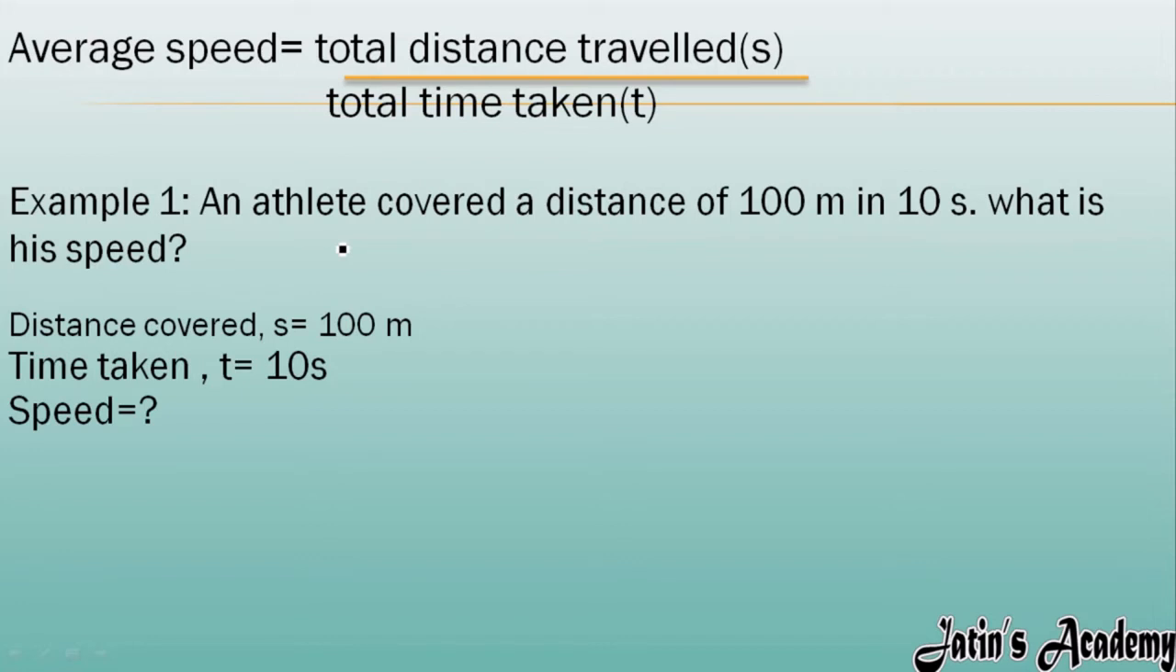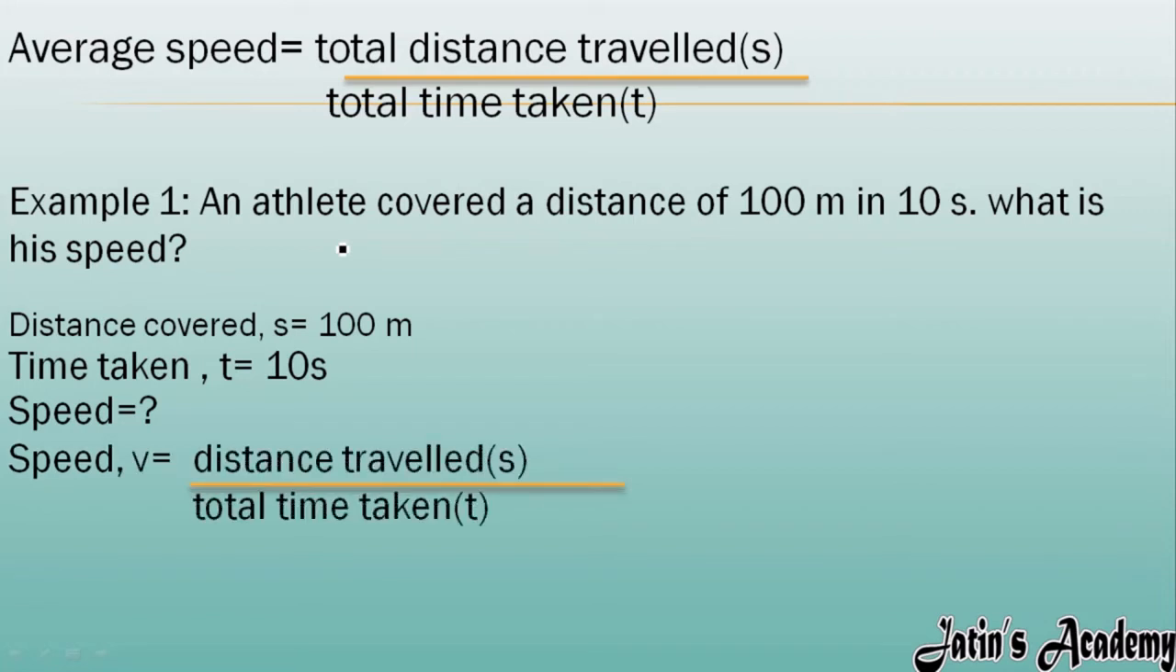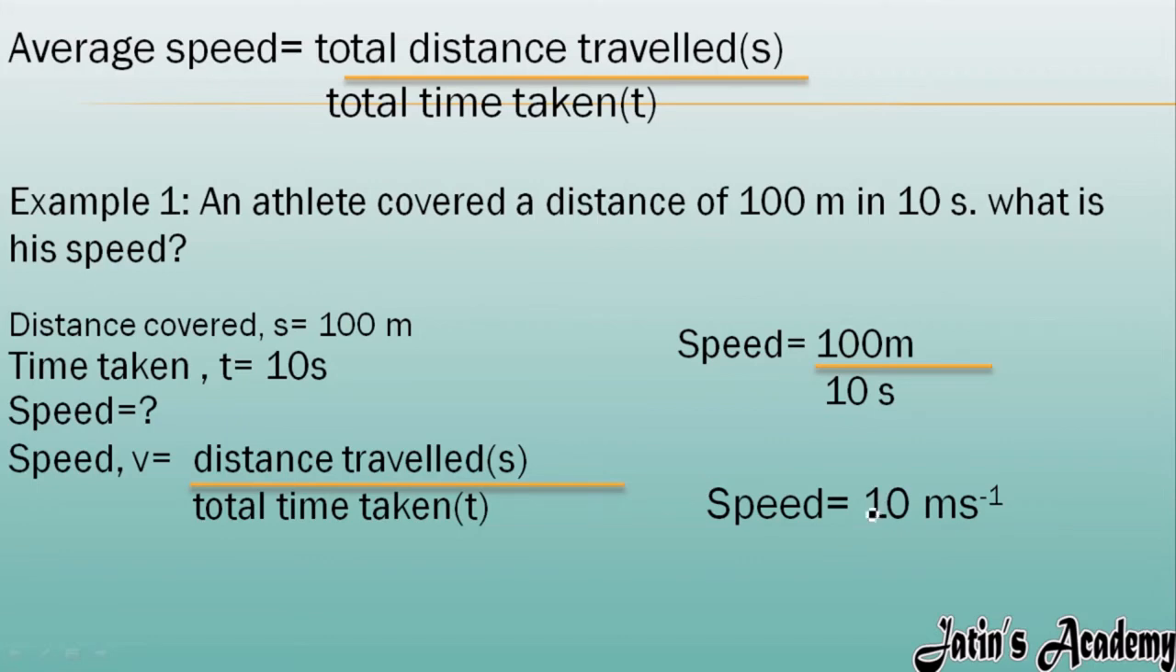As you know, what is the formula for speed? Speed is equal to distance over time, distance traveled over total time taken. So distance is given to us, 100 meter. What is the time given? 10 seconds. So simply solve it. This 0 you can cut with this 0. It will give you 10 meter per second as the speed.